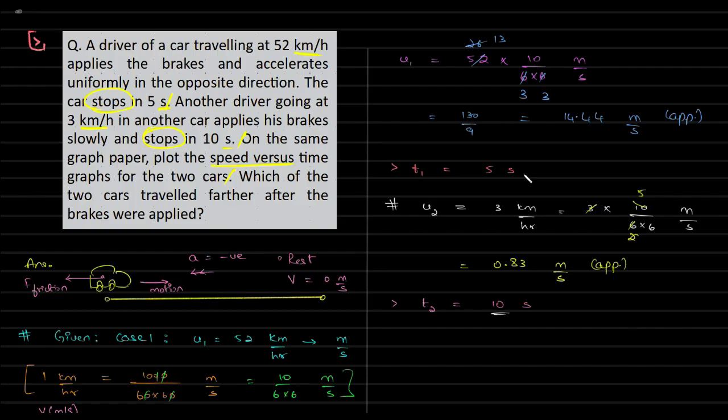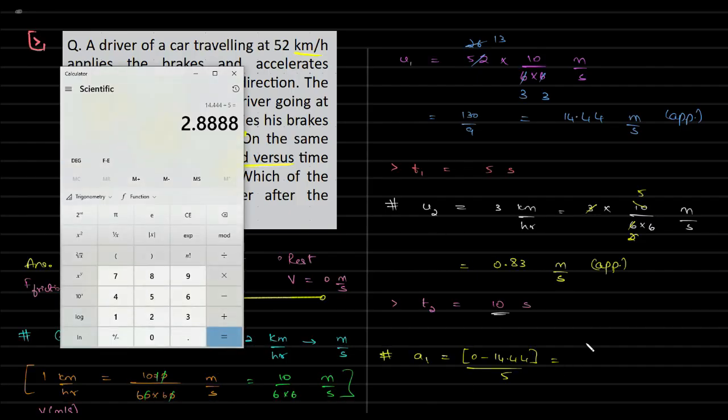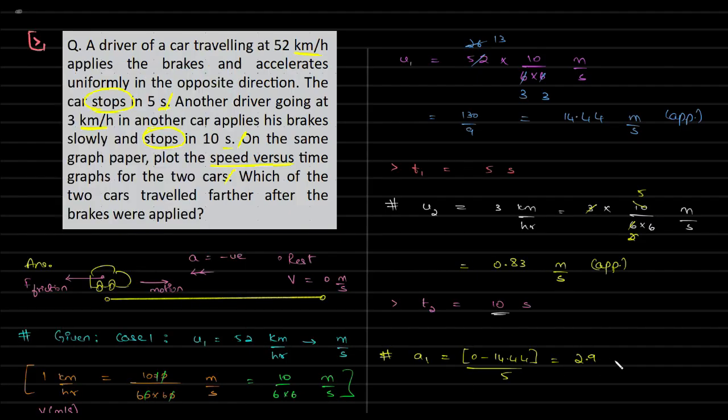So we can simulate this, same thing can be simulated. All we need is acceleration. So this is an extra bit, you need not do it in your exam. So acceleration you can calculate with v minus u by t. V is 0 minus 14.4 divided by t, that is 5 seconds for the first vehicle. So this would be 14.4 divided by 5 is 2.9 approximately. And the second one is 0.8 divided by 0.083 meter per second square.